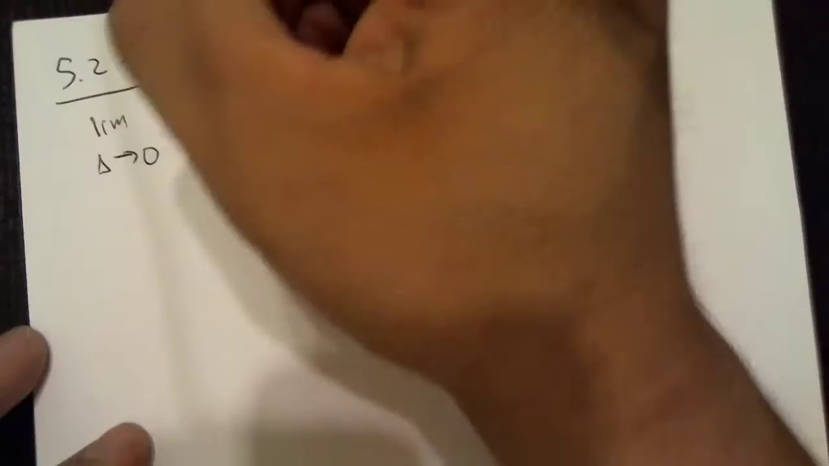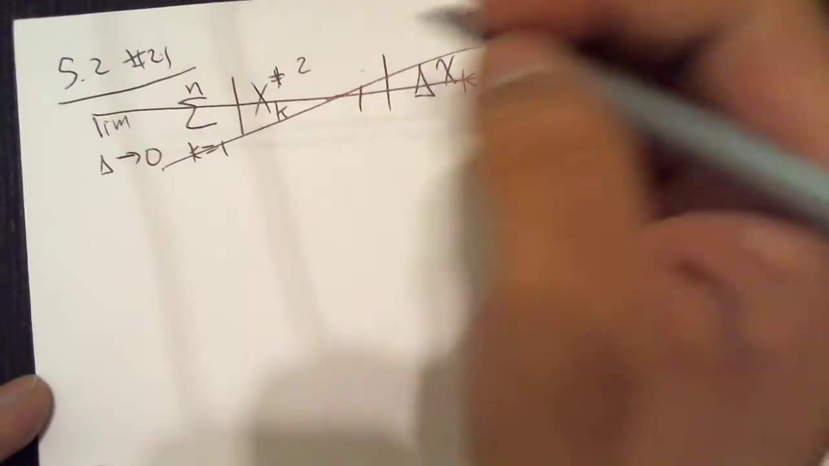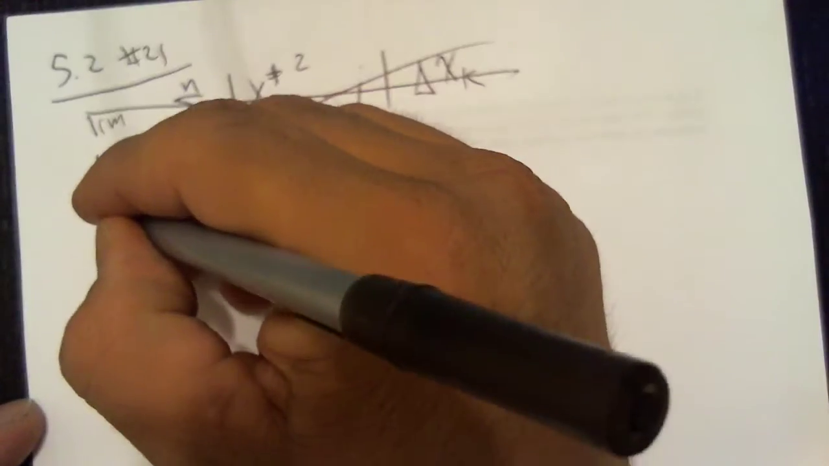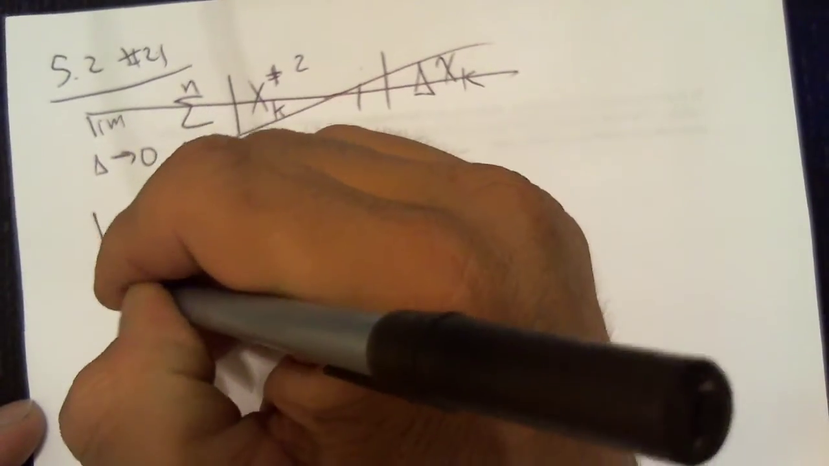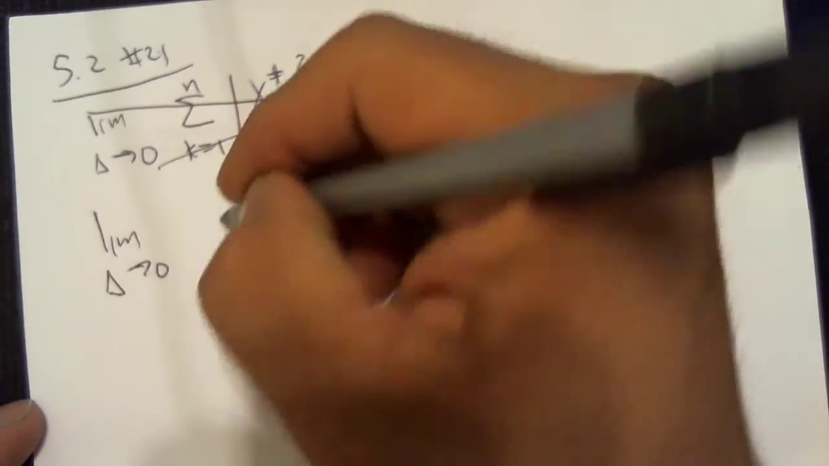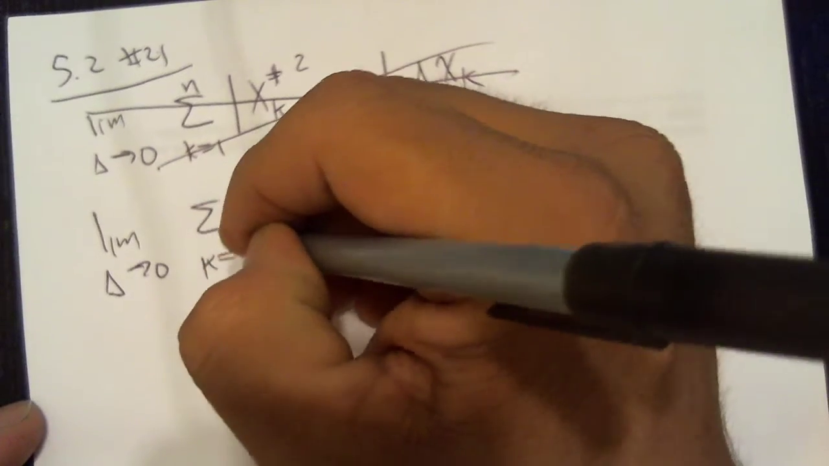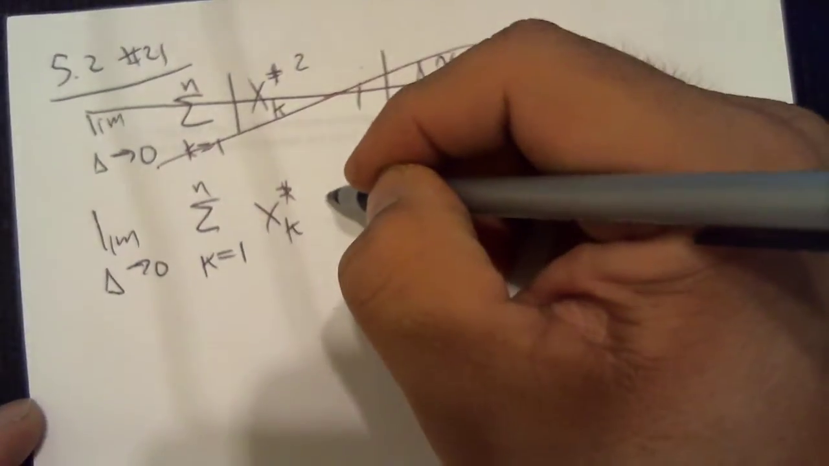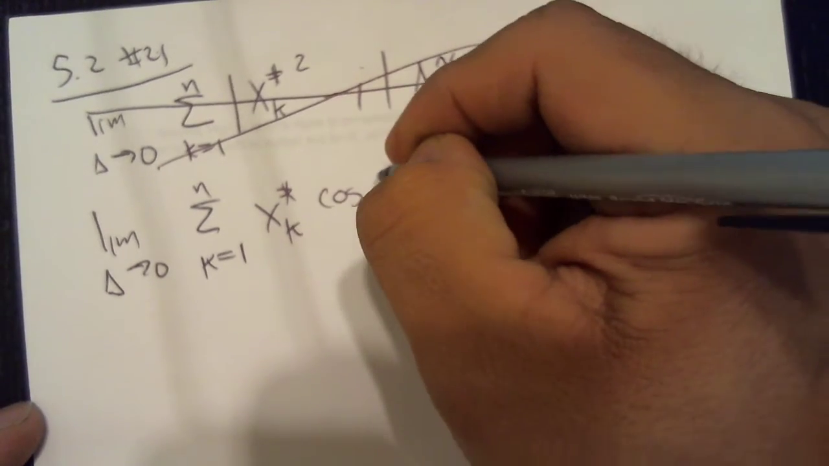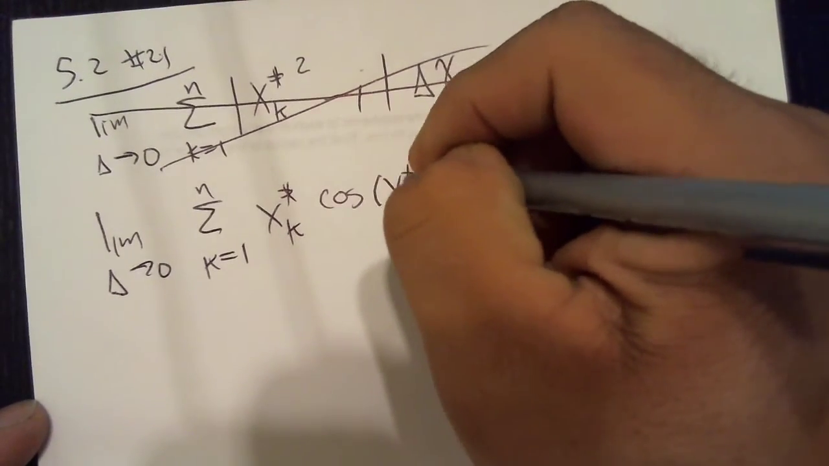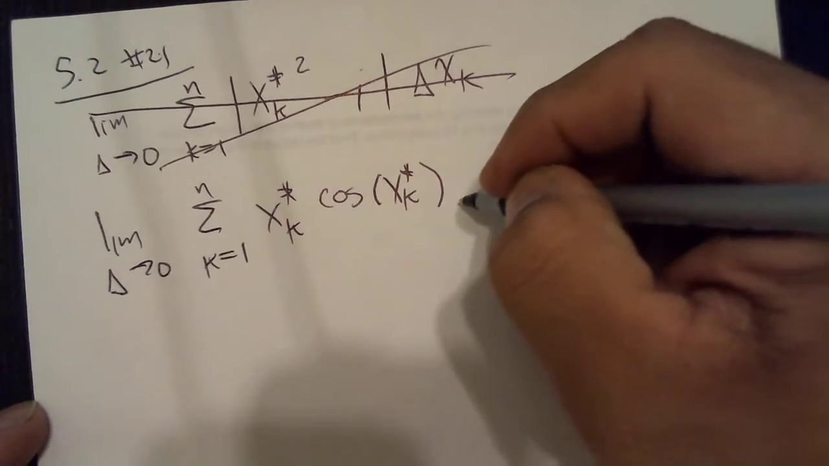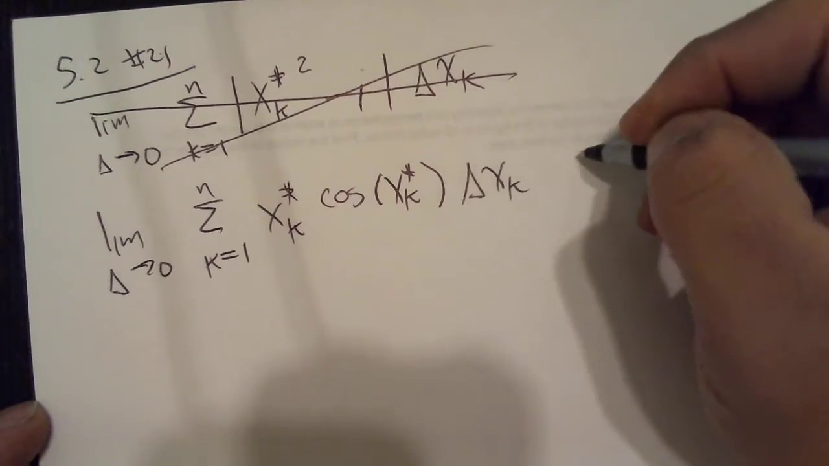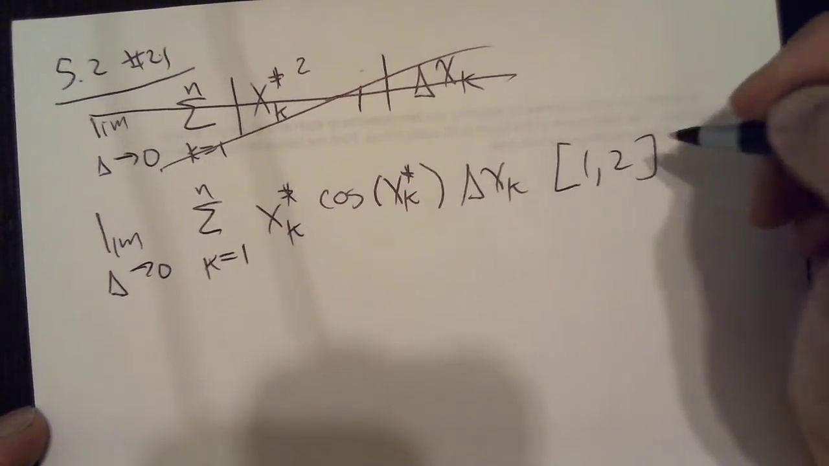Oh, can we do 21? Sorry. You're doing, oh, that's not it. 21. Okay. So 21 is the limit as delta goes to 0, the sum from k equals 1 to n of xk star cosine of xk star delta x of k, from 1 to 2.